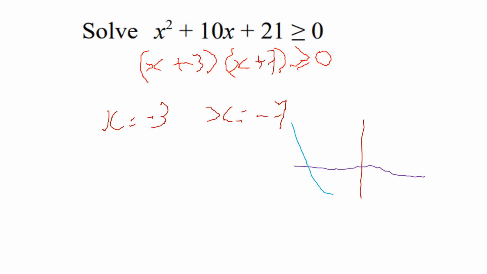Like that, as a rough sketch. So it crosses at -7 and -3, and it crosses the y-axis at +21.